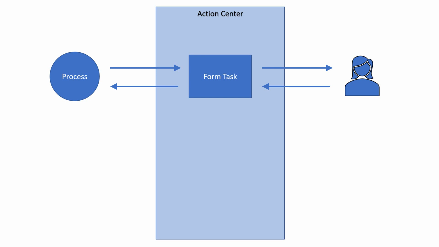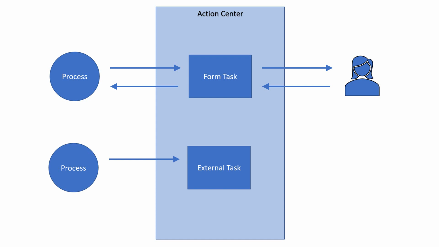And with the external task, it's almost the same. You have a process, and you create an external task in this case. And you want that external task to be completed and returned to your process so the process can finish. But as opposed to the form task, you don't have this form that the user can fill out. You need something else to complete the task. And what is that something else?